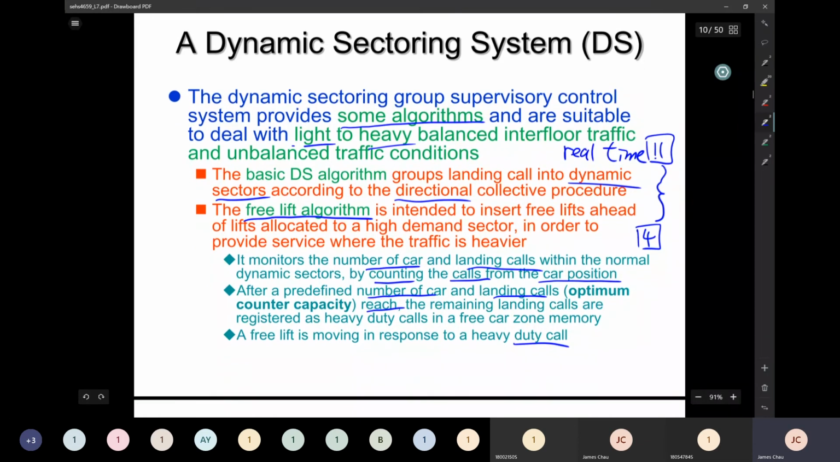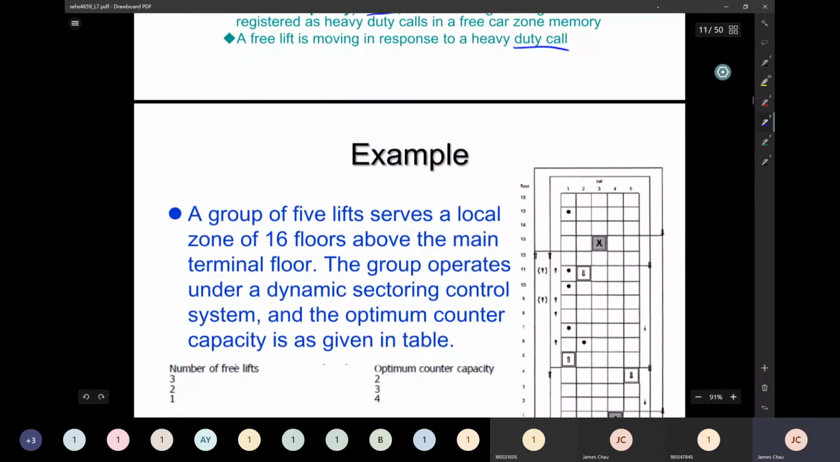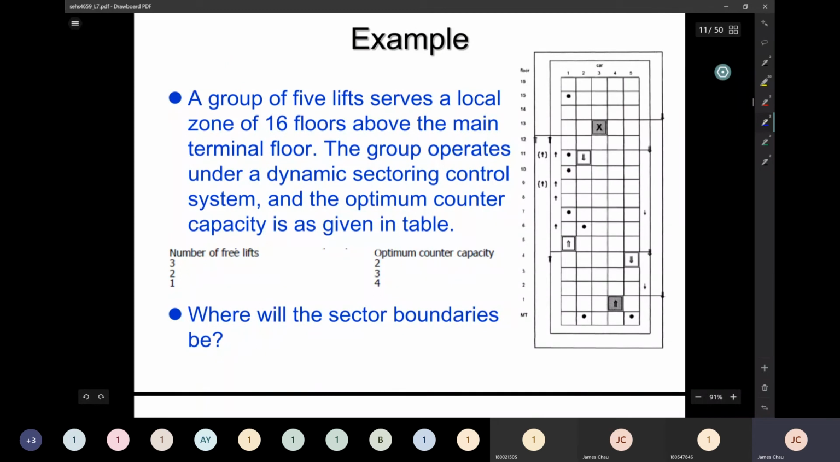Now we are going to explain to you how this can be applied by using an example. In this example, we consider that we have a group of 5 lifts, and 16 floors above the main terminal. The group operates under a dynamic control system, and the optimal counter capacity is given below.